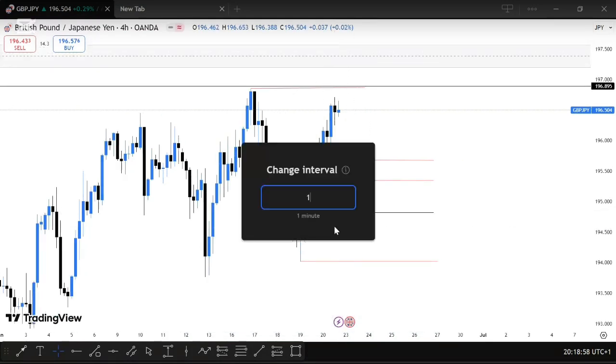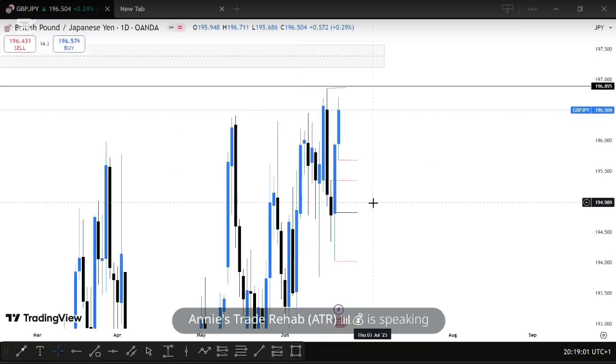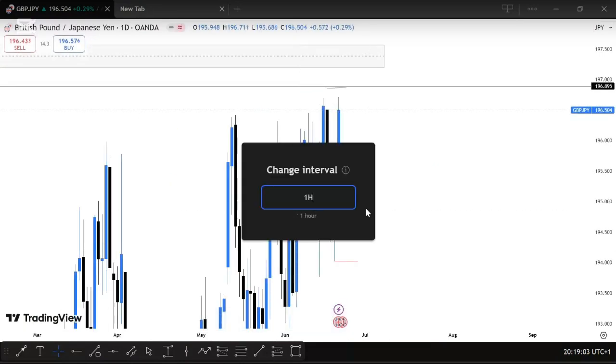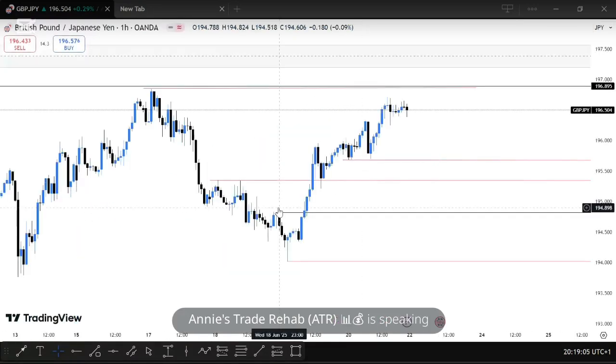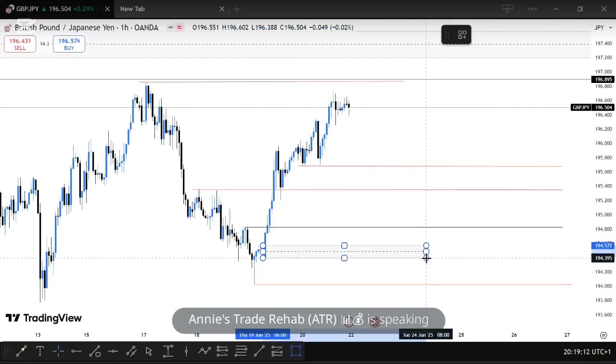Then I go to my last final time frame, 1 hour, sorry. Yeah, so on the 1 hour time frame, I have this order block that the price could come back to.